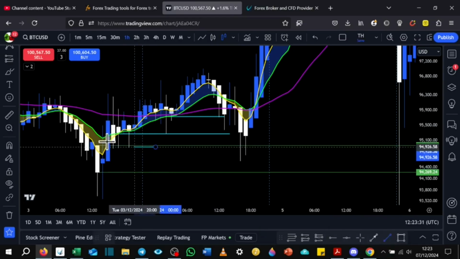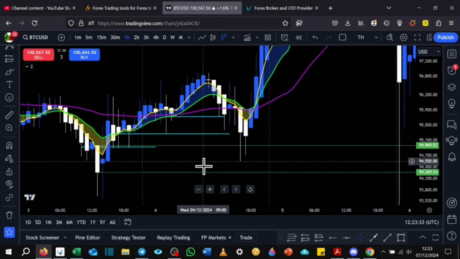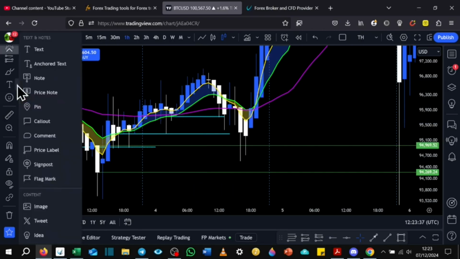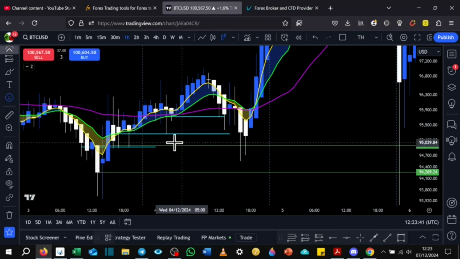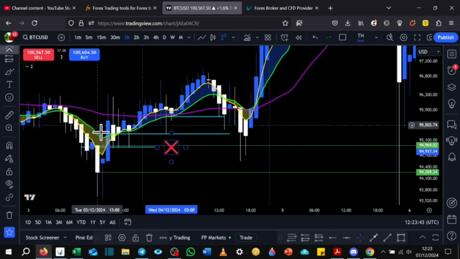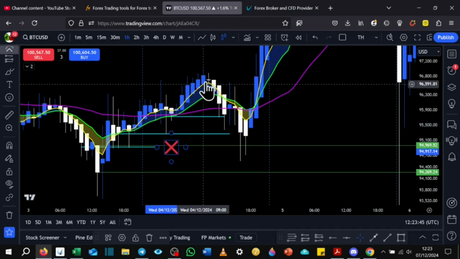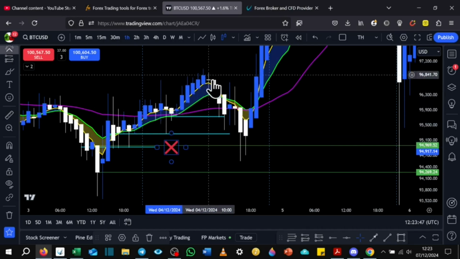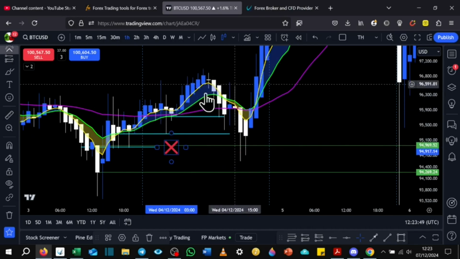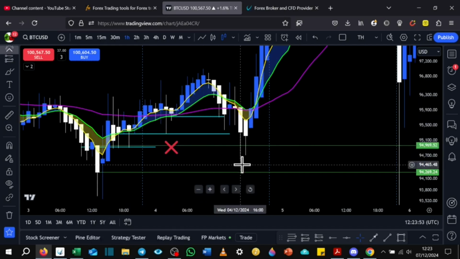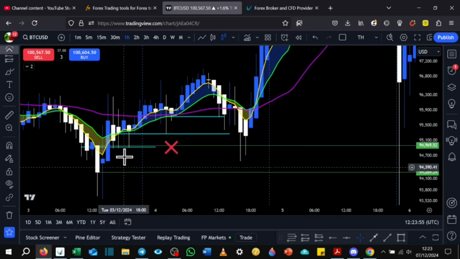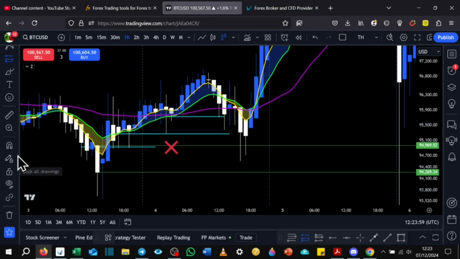These guys down here got wiped out. Where's my little cross? So literally everyone that's in buys here, break even, buy, buy, buy. This pullback is just taking all these out. These are all out. And it's come down to this area here. It's still our point of interest. So you could go in for a buy there.